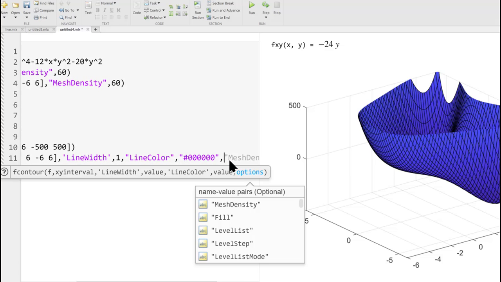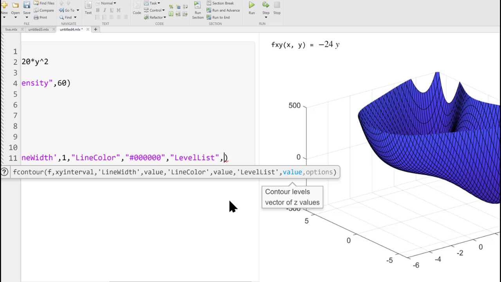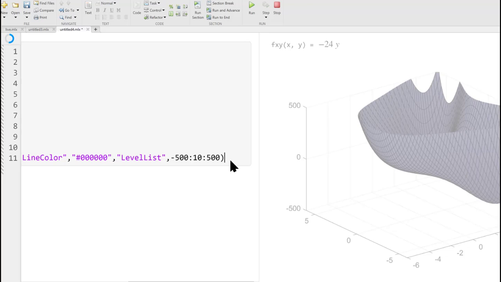And then, very important, we will write the level list. And what is the level list? We are just giving the values that the function f(x, y) takes between negative 500 and 500. So I'm going in intervals of 10, like negative 500, negative 490, and upwards. And if I do Control Enter, I should get a graph of the contour line.